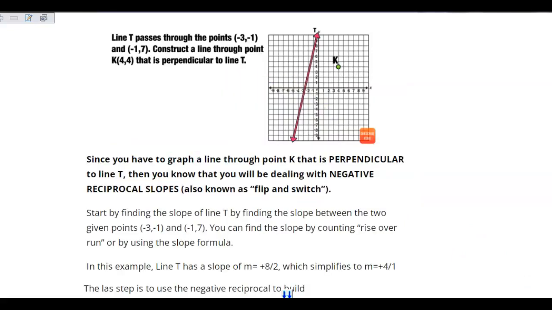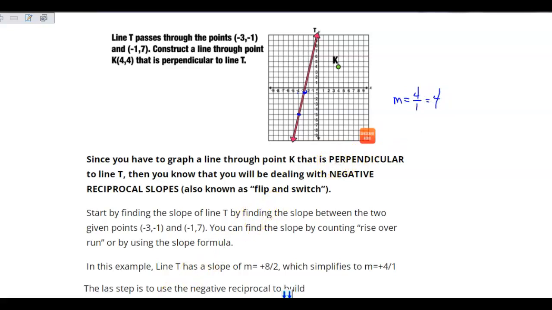So let's take a look at this one. It says line T passes through the point negative 3, negative 1, and negative 1, 7. We're going to construct a line through the point 4, 4, which is here at K. And the first thing we need to do is find our slope. So on our red line, looks like this is a good point, and this is a good point right here. So 1, 2, 3, 4 over 1. So the slope is 4 over 1, which is 4.